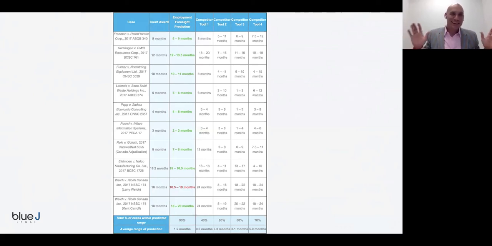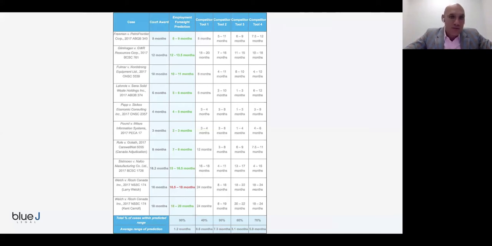This is a comparison of some of the existing tools on the market, not our tools: four different tools, tool 1, tool 2, tool 3, tool 4. We haven't identified what they are. But we've taken 10 recent cases and run the facts of these situations through these different tools to figure out what they would predict with respect to reasonable notice periods. In the second column, you see the prediction that Employment Foresight would make about the reasonable notice in these circumstances. In the first column, you see what the court actually awarded.